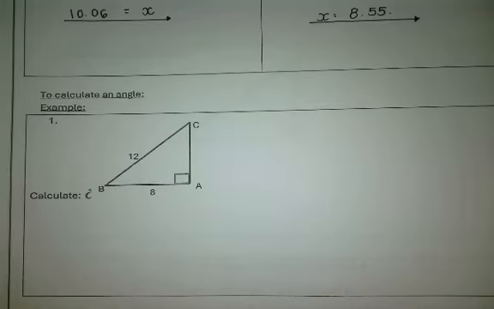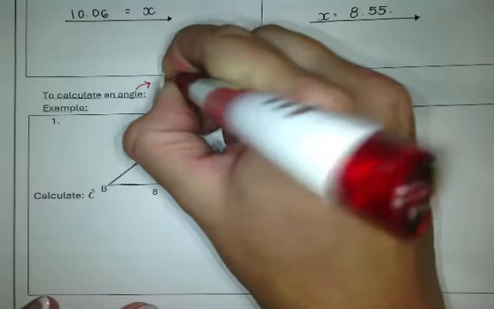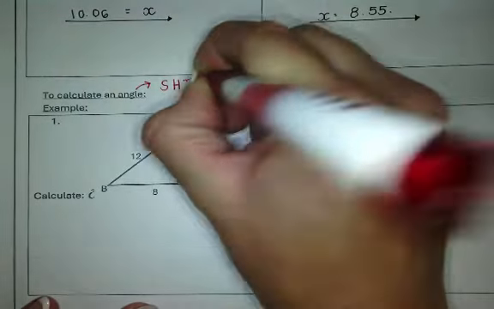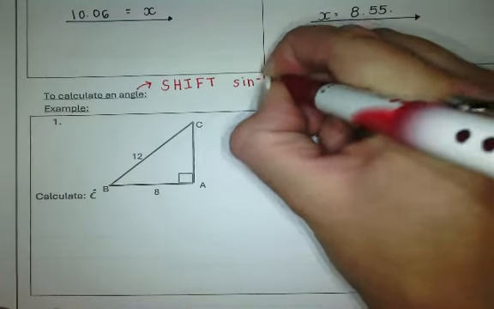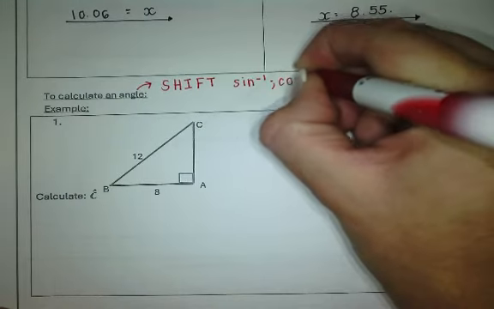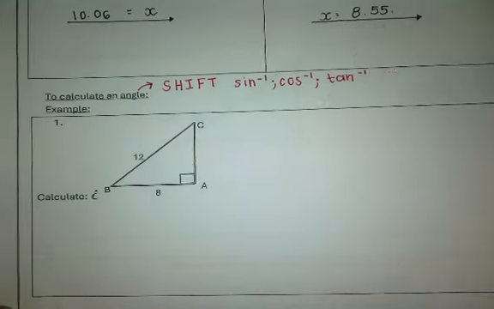Now we move on to calculating angles. Do you see previously an angle and a side were given? Now they give us two sides and we need to calculate an angle. The only thing you need to remember when calculating an angle is that this is when we push shift. So we can get that sin second function, cos second function, and tan second function.